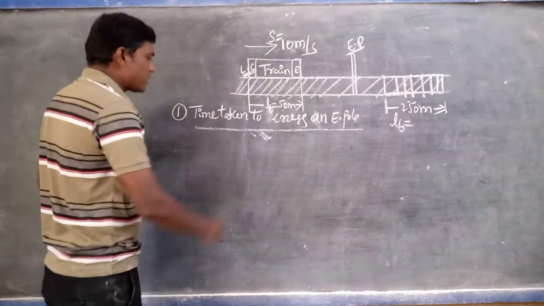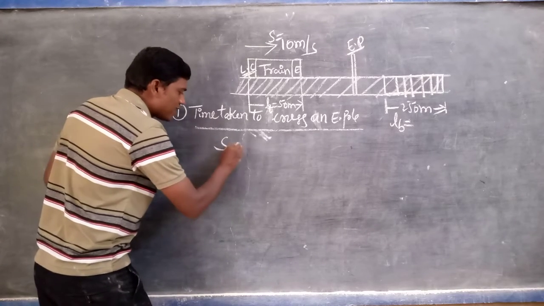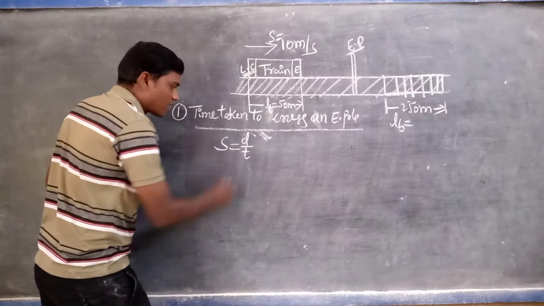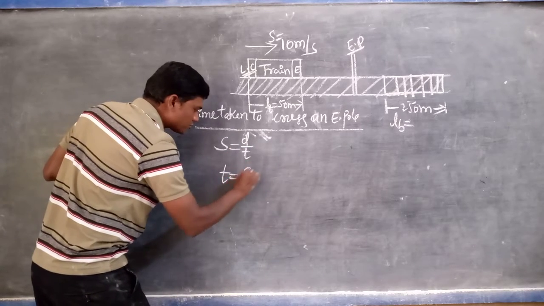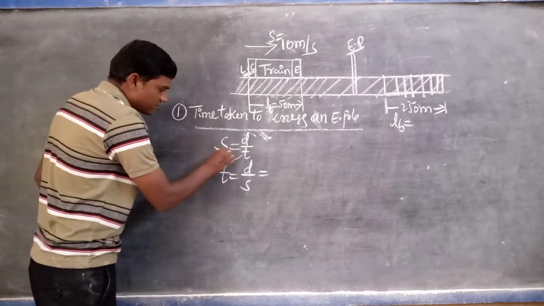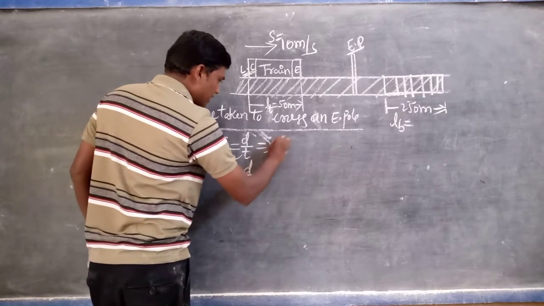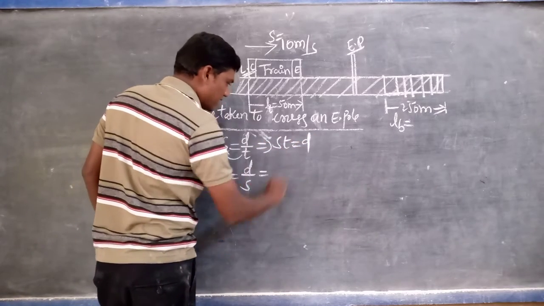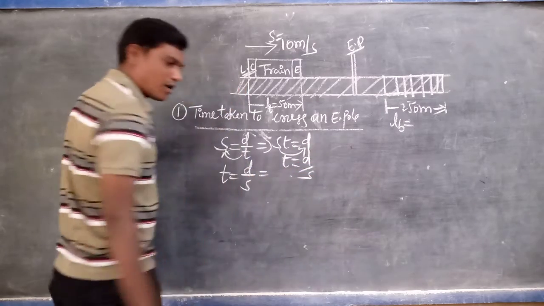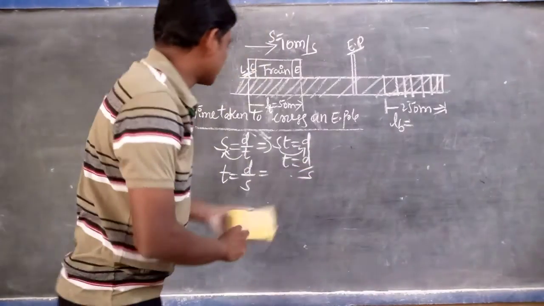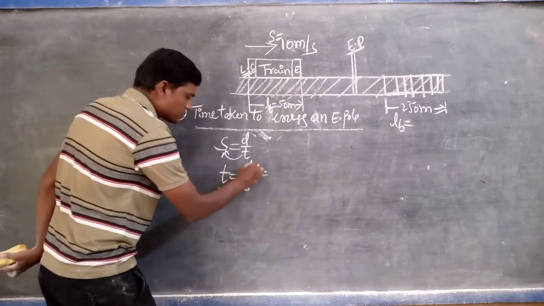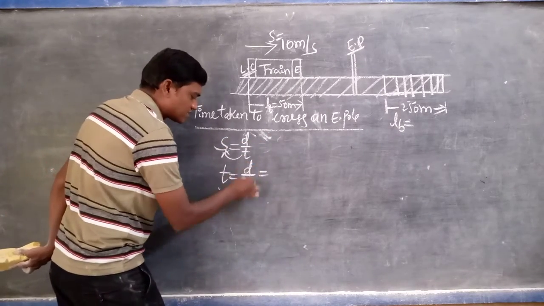Time taken means, what is the formula? Speed is equal to distance by time. That is the formula, we know that. From this, t is equal to distance by speed, because it is transferred to this side. We observe that s times t is equal to d, then t equals d upon s. So t equals d upon s means distance by speed.